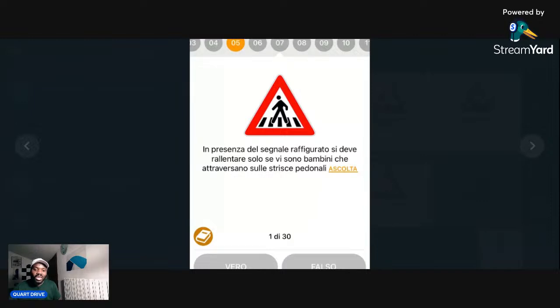So this one is saying that you have to slow down only if children are crossing. No, it is falso, because this one is general. It is for everyone. It is not only for children. So this one is falso.